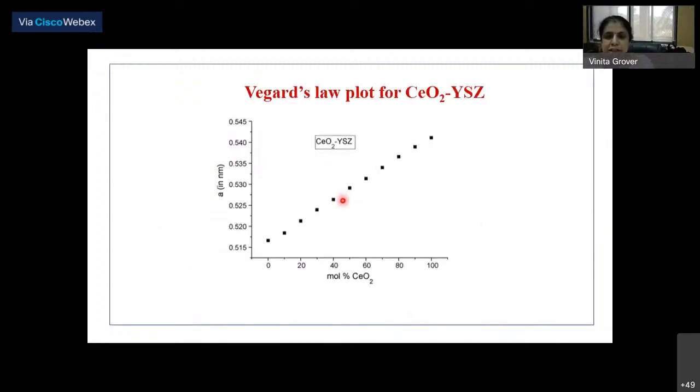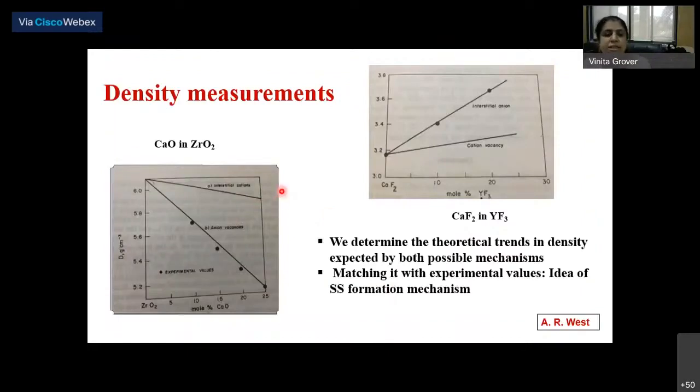This is one example of Vegard's law, one system which shows the complete linear dependence on composition. This is 0% ceria, and here it is 100% ceria. So obviously 100 minus the other value is the amount of YSZ. Now ceria at 100% has bigger size as compared to YSZ. YSZ 100 is here. So as I increase the amount of ceria, the lattice parameter increases in a very, very systematic way. And this is one of the systems that follows Vegard's law. Okay. And this is an example of density measurement.